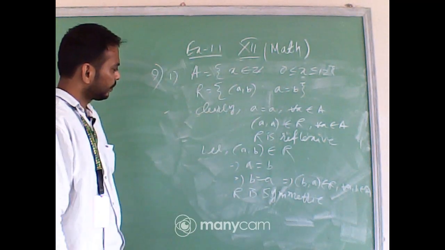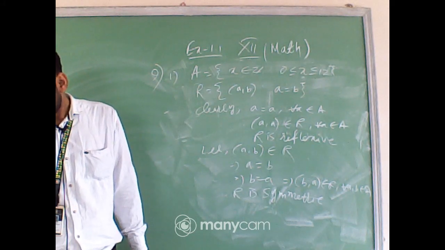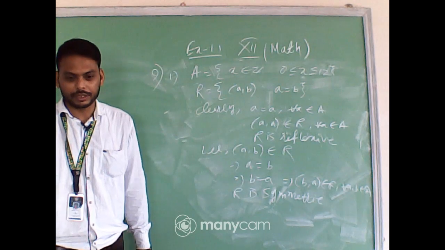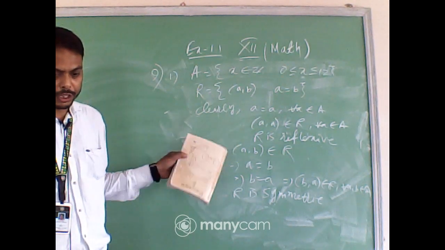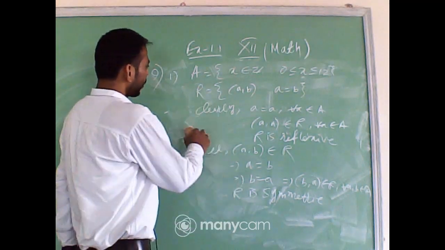Okay. Is it done up to this one? Is it done up to this one? R is reflexive and R is symmetric. Can I erase this portion? Okay, I am erasing this portion.